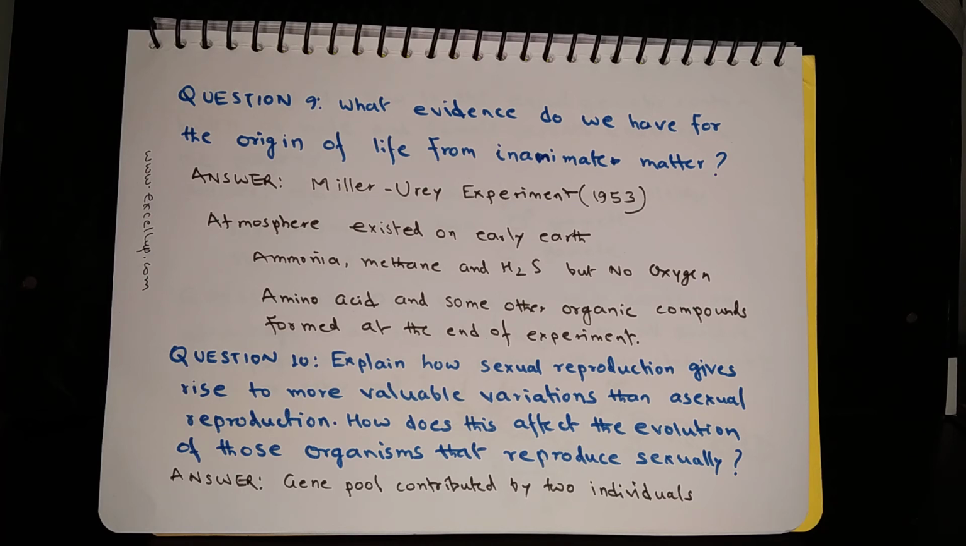genotype in the offspring, and this is not possible in case of asexual reproduction, because in that case the gene pool is coming from one individual only. Because of greater chances of permutation and combination, there are more chances of valuable variations in case of sexual reproduction. And that is why sexual reproduction is more likely to ignite variation which will ultimately lead to evolution of organisms.